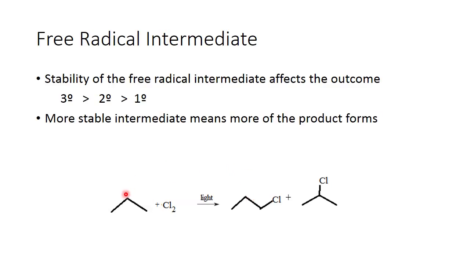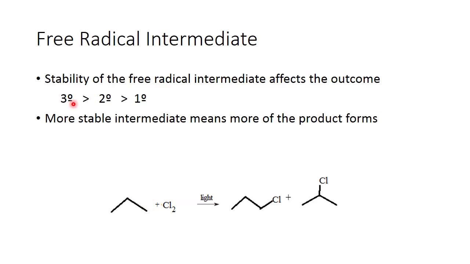Here, this is a secondary free radical, and it gives a secondary chloropropane. This is a primary carbon, so this would give a primary chloropropane. Two different products form, and the intermediates, free radical here or free radical here, have different stabilities. When the free radical is on a secondary carbon, it's more stable than when it's on a primary carbon. And we'll talk about later where the stability comes from.